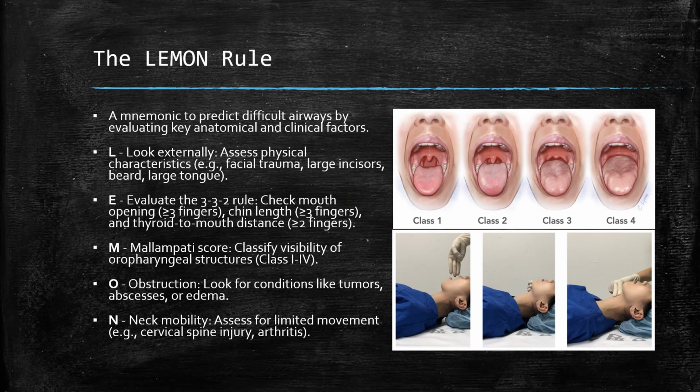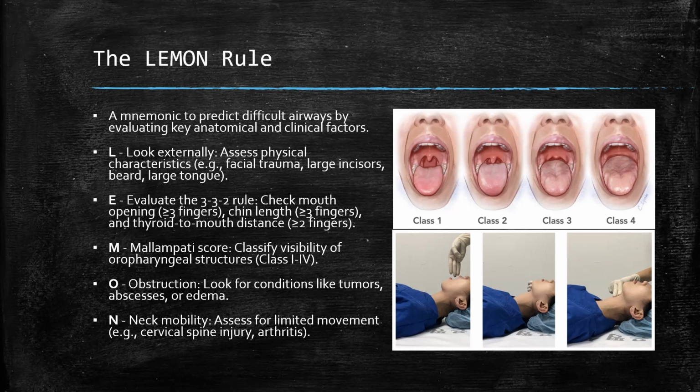The Lemon Rule. The Lemon Rule is a practical mnemonic designed to help clinicians predict difficult airways by focusing on 5 key factors. Look externally. Evaluate the 3-3-2 rule, Mallampati score, obstruction, and neck mobility. It's particularly valuable in high-stakes environments like emergency departments or pre-hospital settings, where a quick, structured assessment can guide preparation for airway management. Let's break down each component.